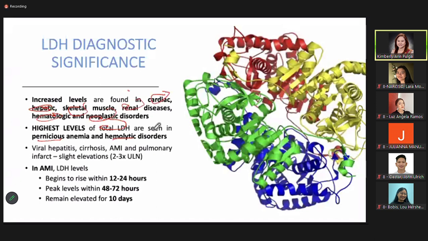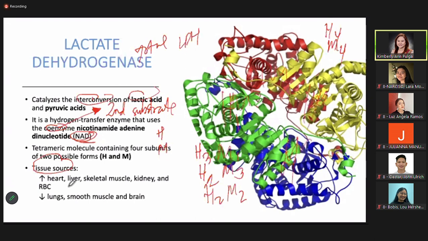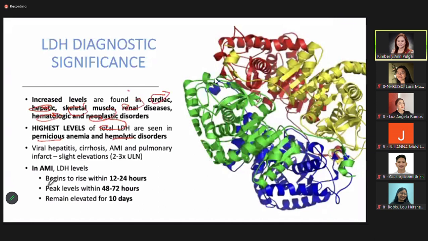Why is that so? Bakit kaya? Yes, Christian, may leakage po ng LDH. Yes, very good because, yes, Sophia, very good. Because here, you can see RBCs. Madami ang ating LDH or mataas sa ating RBCs. So if there's disruption, mataas ang level kasi magli-leak yung ating LDH here. Pernicious anemia and your hemolytic disorders.